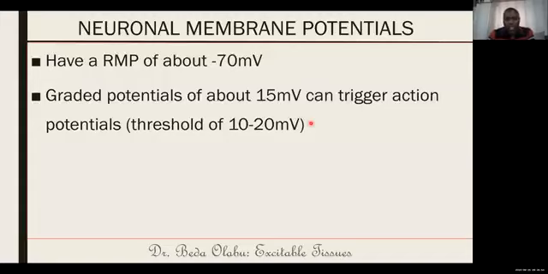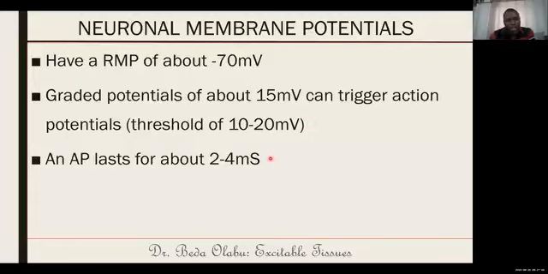I believe one day the answer will come. Action potentials of neurons last for about 2 to 4 milliseconds.